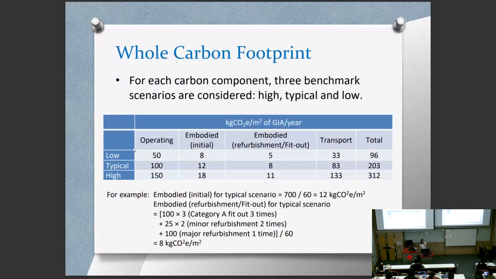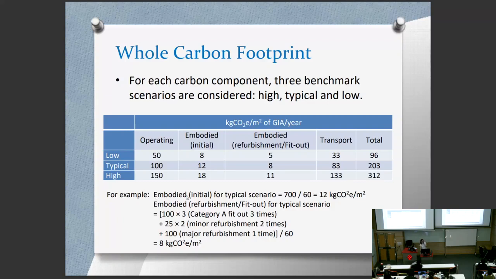So this is the calculation for the whole carbon footprint. For operating carbon, we assume 1 year, 100 kg carbon dioxide equivalent. This is the benchmark suggested by the author. And then for the embodied carbon, this 12, where does this 12 come from?